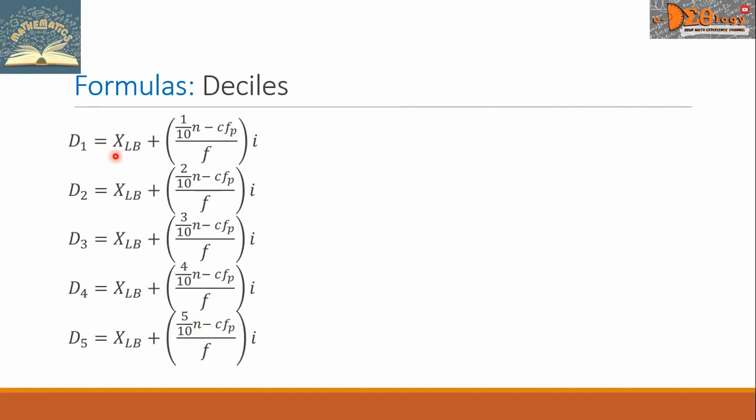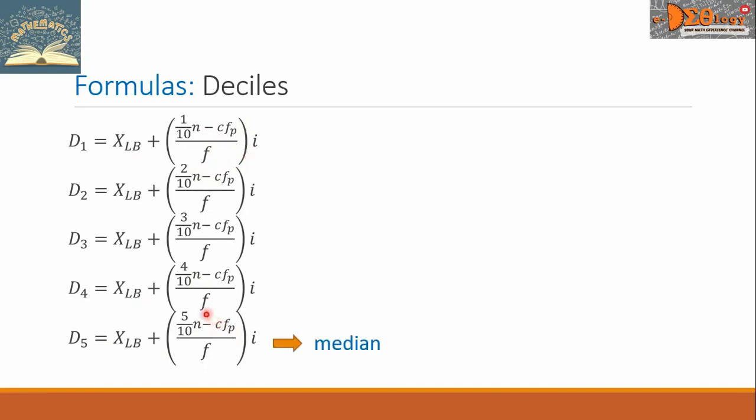Take note that the x sub lb is the lower class boundary of the decile class. The cf sub p is the cumulative frequency of the preceding class. The f here is the frequency of the decile class, and the i is the class width.